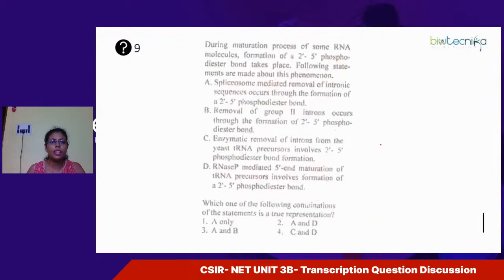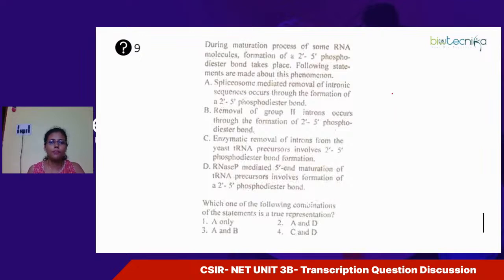So moving to the last question. Okay, sorry, this is your question number 9. Quickly, we should answer this. During the maturation process of some RNA molecules, formation of a 2' 5' phosphodiester bond takes place. Following statements are made about this phenomena.